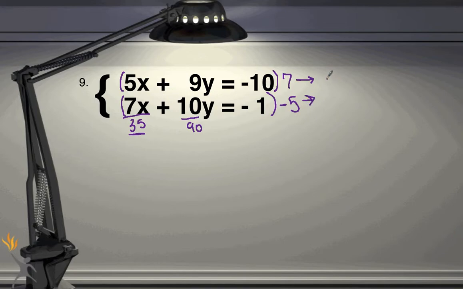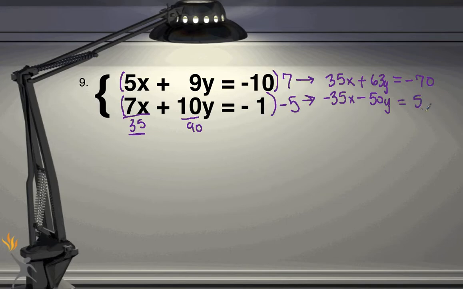5 times 7 is 35x. 7 times 9 is 63y. And then 7 times negative 10 is negative 70. And we go ahead and keep going now to the second equation. Negative 5 times 7 is negative 35x. Negative 5 times 10 is negative 50y. And negative 5 times negative 1 is positive 5.